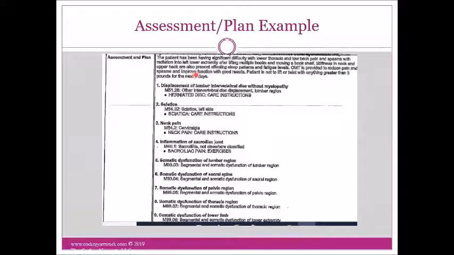And this is an example note, and here we do have a good assessment and plan. The patient's been having significant difficulty with lower thoracic and low back pain and spasms, and moving stiffness in the neck and upper back are also documented. OMT is provided to reduce pain and spasms and improve function with good results. So this is good supporting documentation of, okay, I've done the evaluation, this is my assessment, and now I'm going to plan to do that OMT procedure.